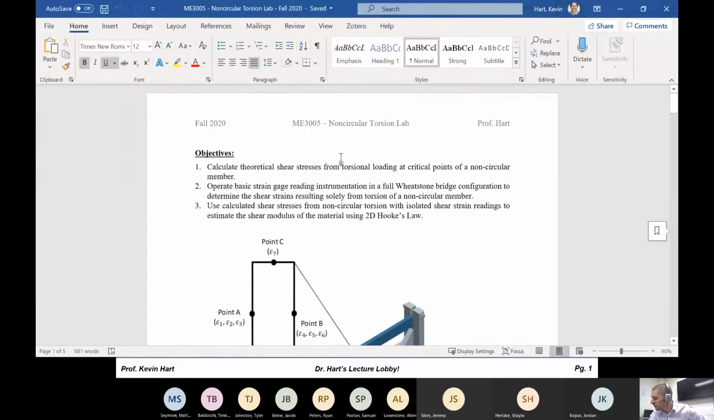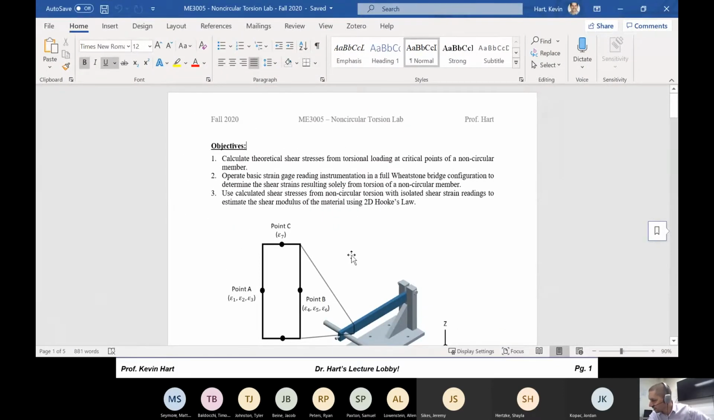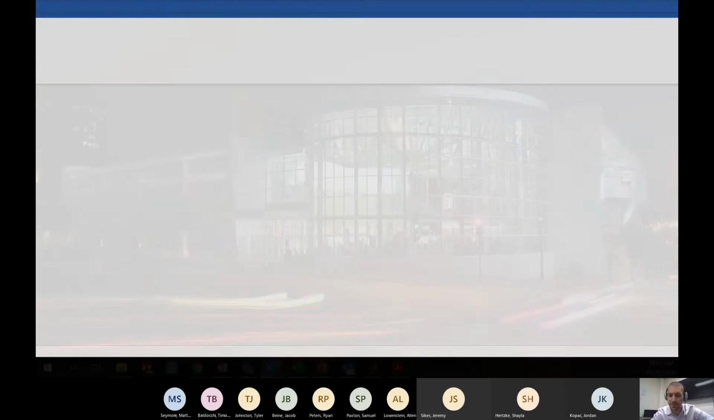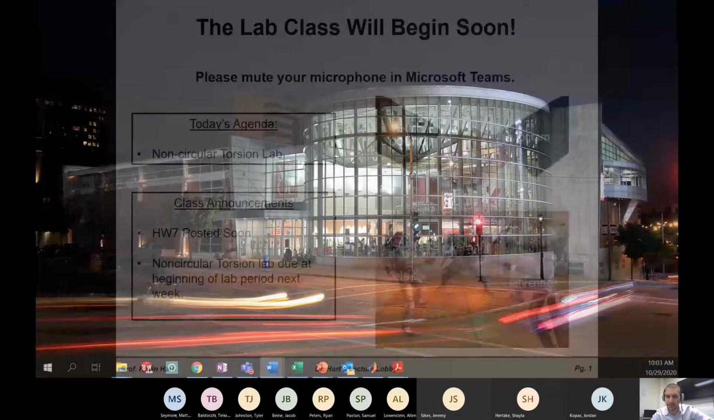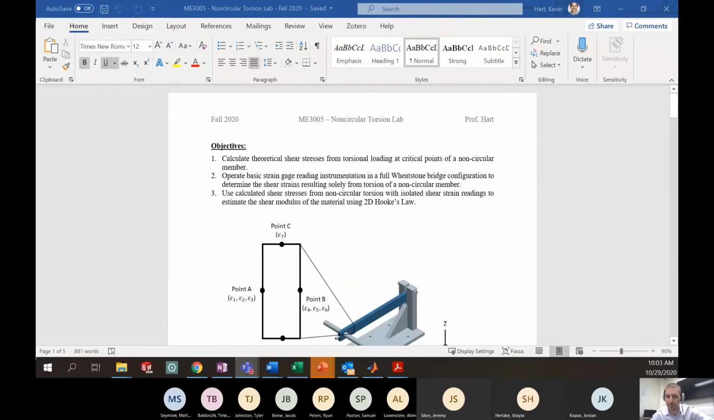All right. So this is available on Blackboard. This is our non-circular torsion lab. So today what we want to do is calculate shear stresses from torsional loading at critical points of a non-circular member. This goes back to some of the lecture material that we've been discussing so far with non-circular torsion. And now we're just going to have a lab on it to bring it home. Okay, so we're going to calculate theoretical shear stresses from torsional loading at critical points.